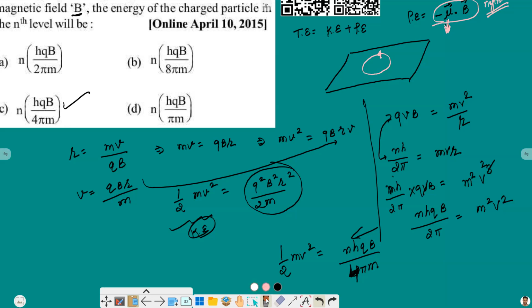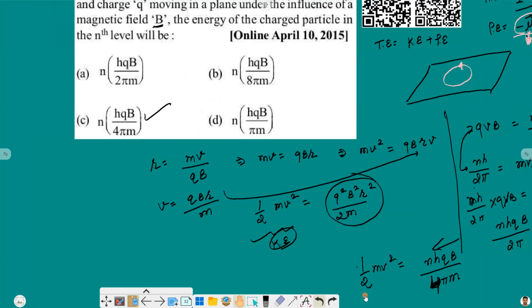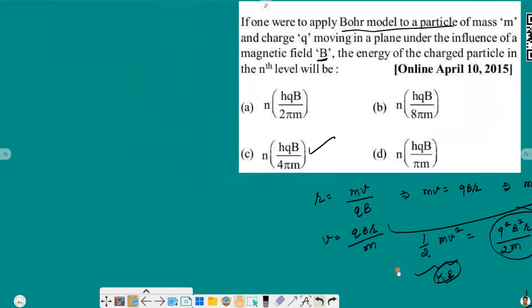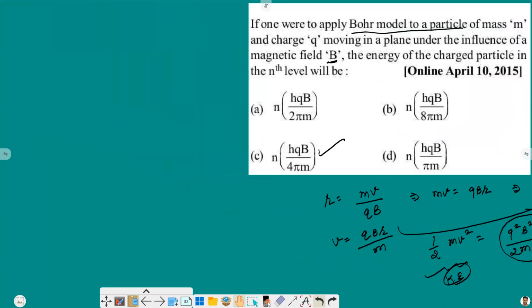As mentioned here, Bohr model is applicable, and the charge particle is in the nth level. So let me draw the plane again. So this is our plane. This is a charge particle moving in a circle in the nth level.